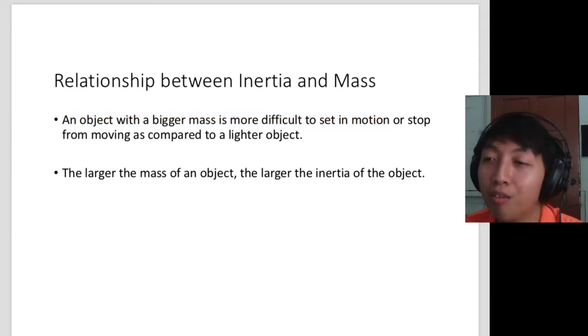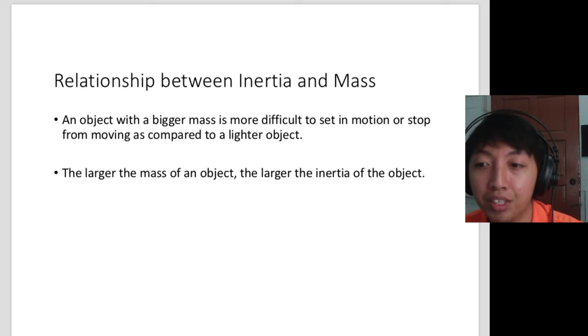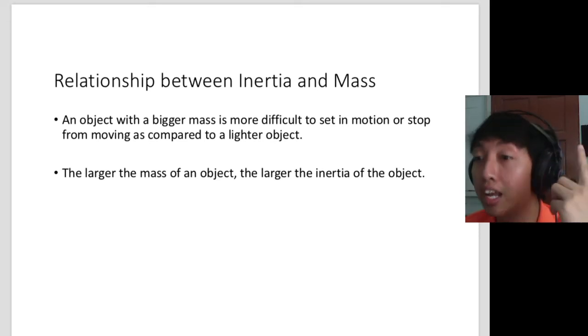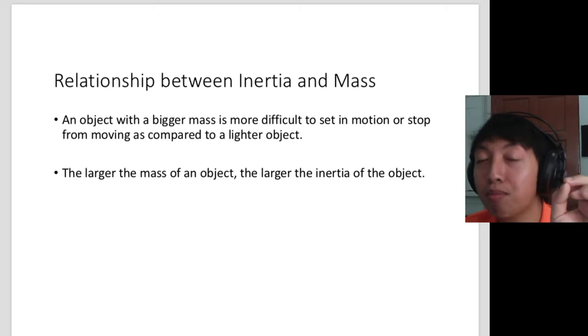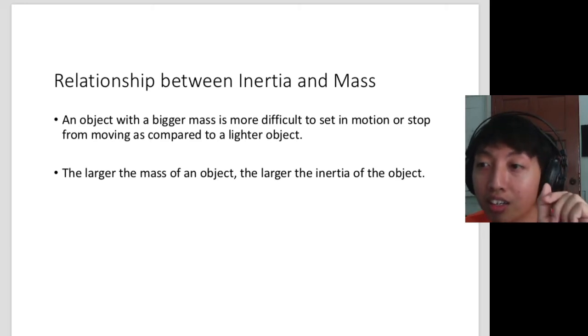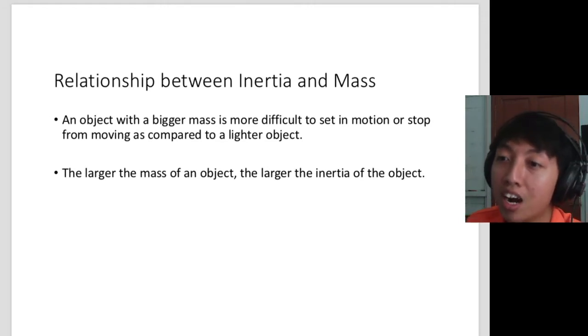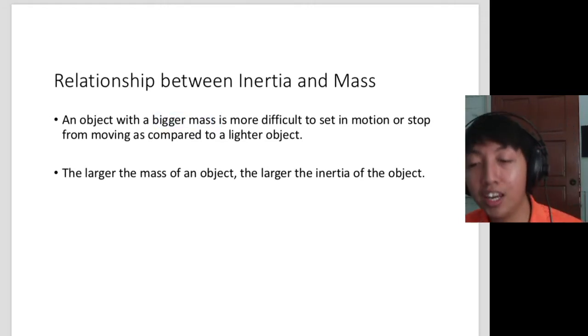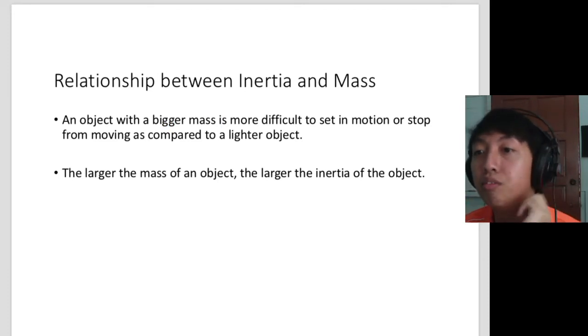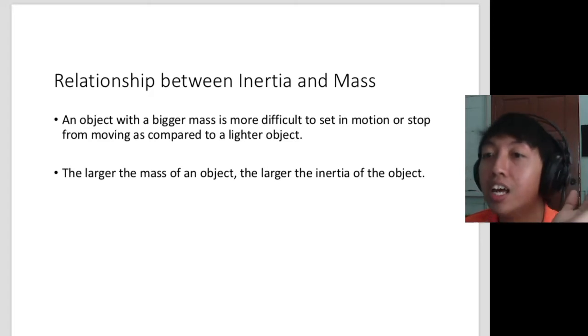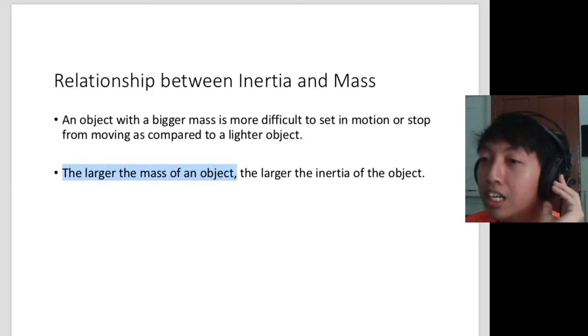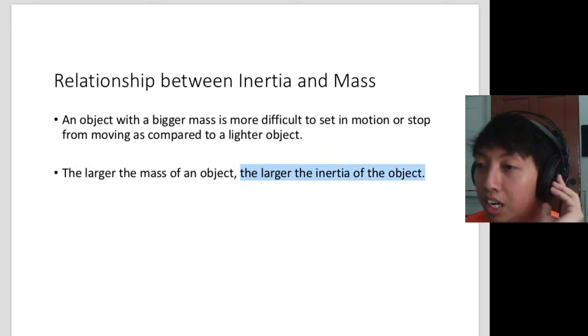Okay? Logic 101. Something that's heavy is hard to move. It's much harder to push a car than it is to push an empty box, for example. Right? And at the same time, it's also much more difficult to stop a moving car compared to stopping an empty box. Why? Because a car has bigger mass. Any object that has bigger mass is harder to stop and harder to make move. Therefore, we can conclude that the larger the mass of an object, the larger the inertia of the object.